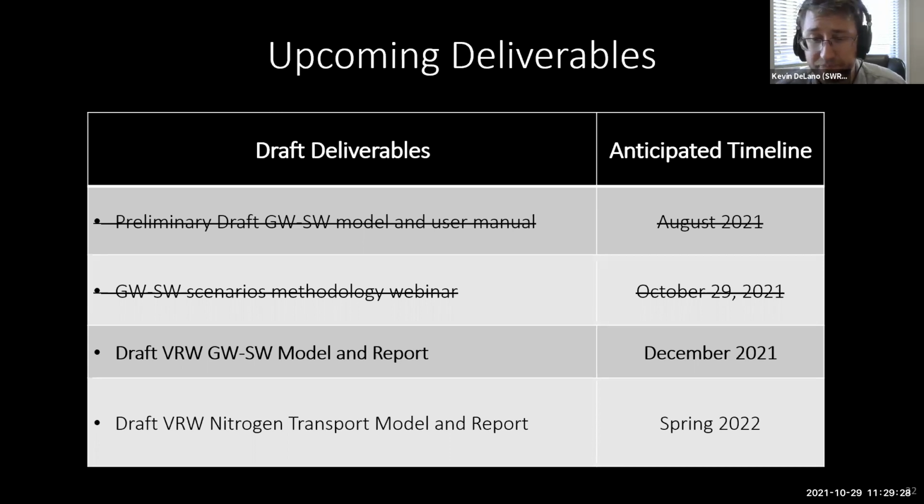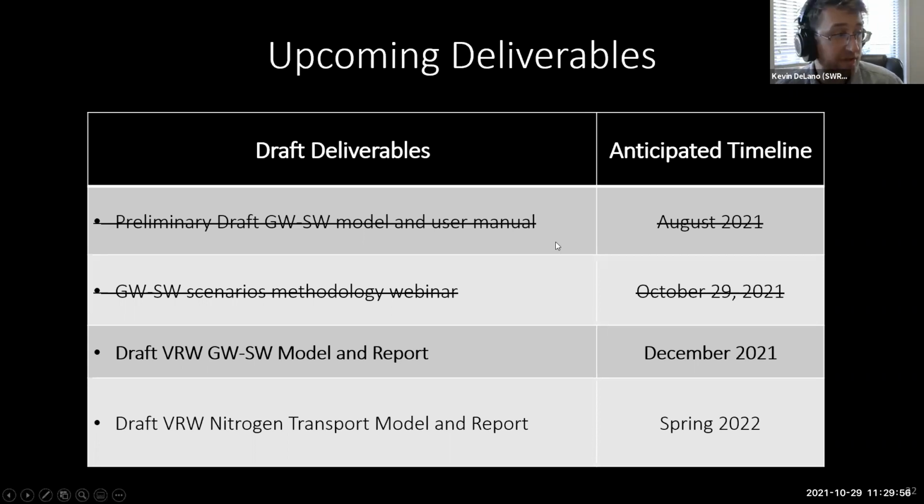And then in spring of next year, we're going to release the draft Ventura Watershed nitrogen transport model and modeling report that is being developed for the Regional Water Board under this project. The reason these projects are coupled is the groundwater surface water model, and especially the groundwater portion of it, is needed to inform that nitrogen transport model.